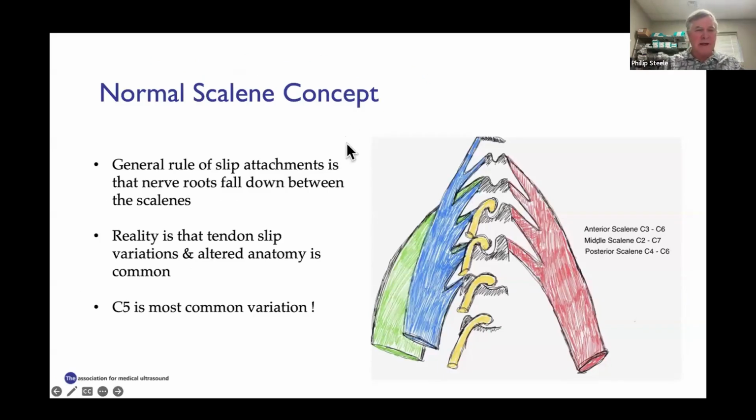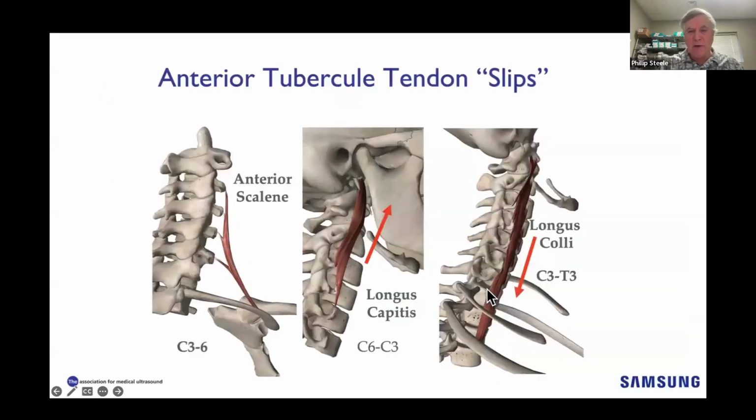So the normal scalene concept is really of C3 through C6 here on the anterior portion, which is the most common sort of description. C2 through C7 and C4 through C6 are the most common variations as described in the literature, but in reality, it can be quite different than that. So here's our anatomy apps that you have on your phone or your iPad, and this muscle looks quite small and petite, and that's not reality. It can be quite big and beefy.